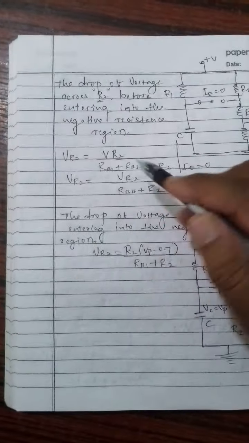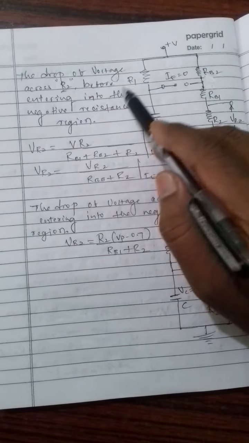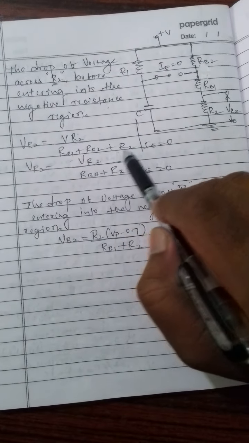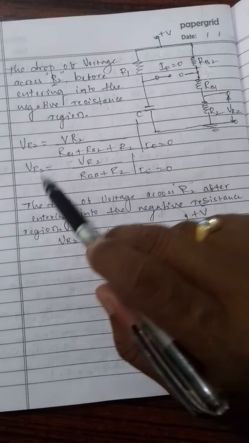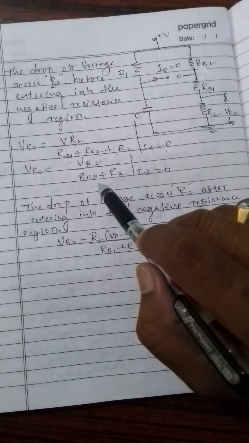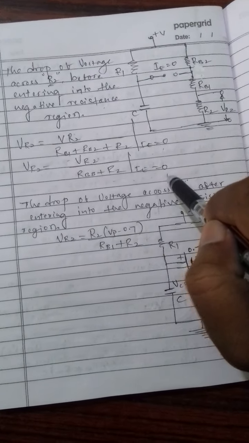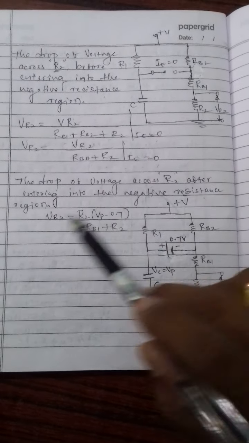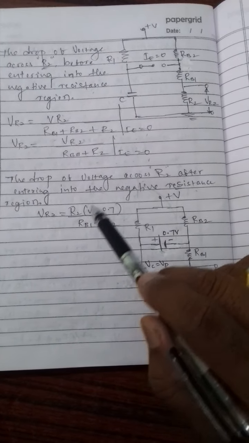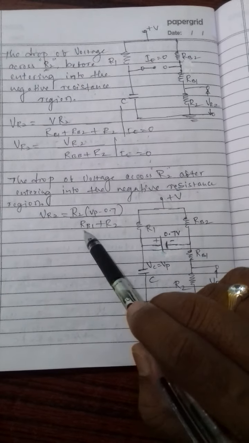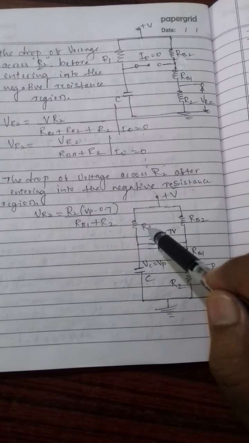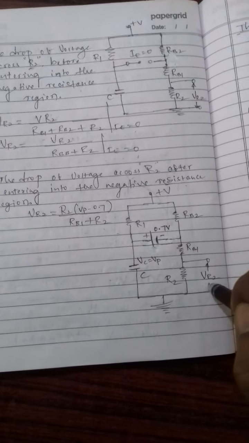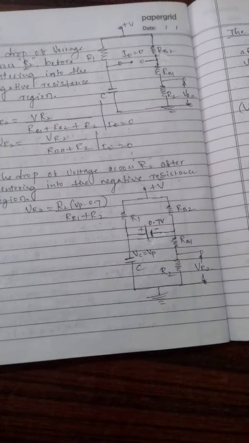The drop of voltage across R2 before entering into the negative resistance region, at emitter current equal to 0, is VR2 is equal to VBB upon (RB1 plus RB2) into R2. The drop of voltage across R2 after entering into the negative resistance region is VR2 is equal to R2 into (VP minus 0.7) upon (RB1 plus R2), where the capacitor, RB2 and RB1 are involved, with the diode drop of 0.7 volts.